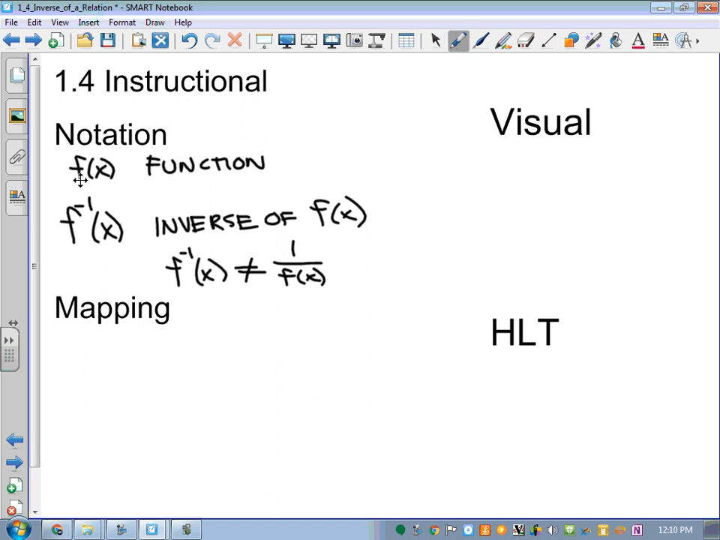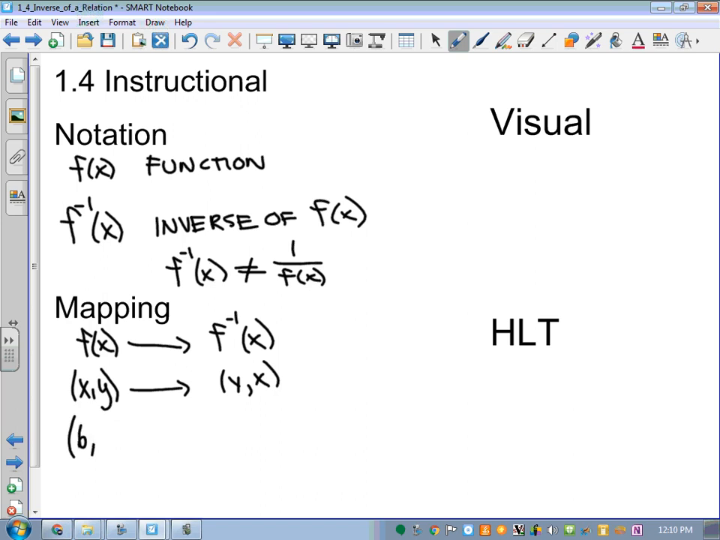Okay, let's do the mapping next, because I think that is the easiest one. If I look at f of x and take any point on that graph as x comma y, then where that point goes on the inverse is that the y and the x change. Looking at a specific point, if I had 6 comma -7 on f, I would have -7 comma 6 on the inverse. It's important to approach the mapping as direct, simple and straightforward.